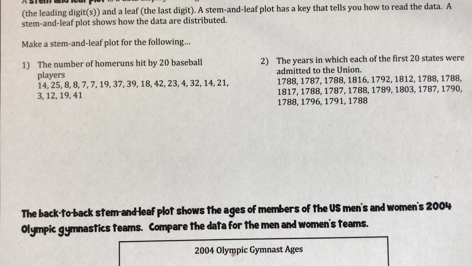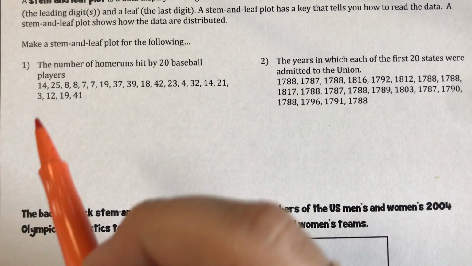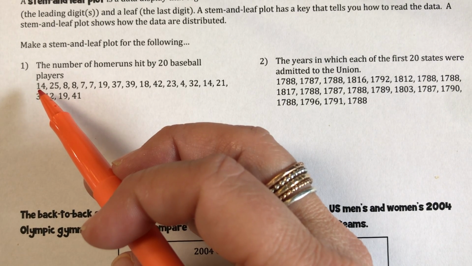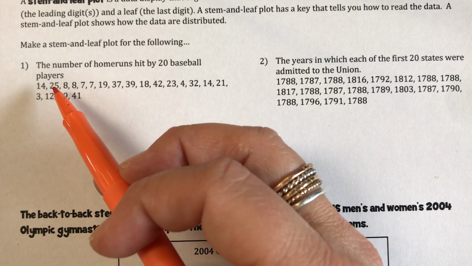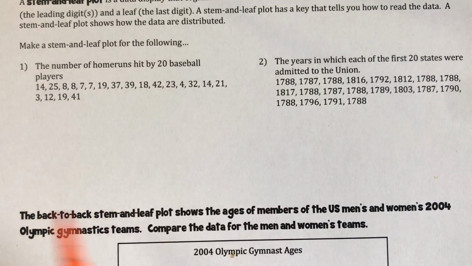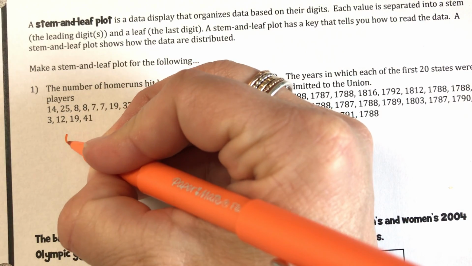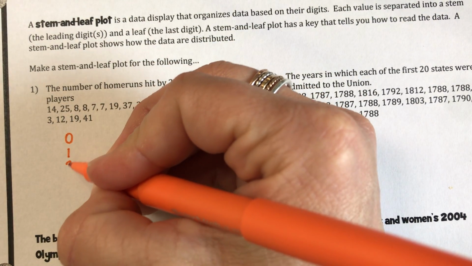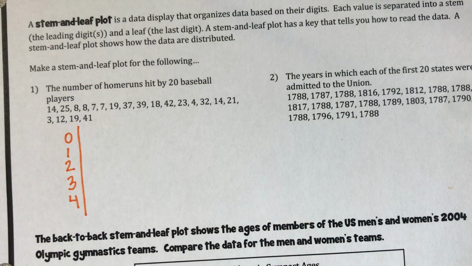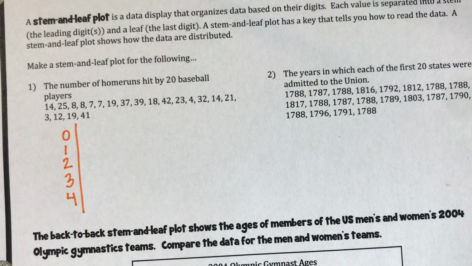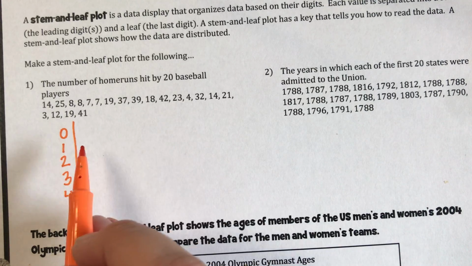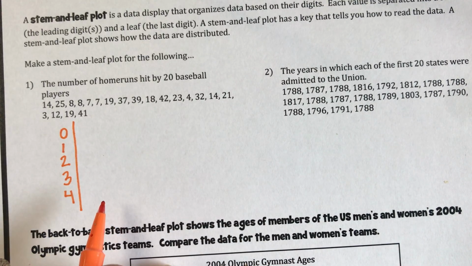If we look at this first number, 14, I know the leaf is going to be 4, so the stem would have to be 1. So we have a stem of 1. The leaf is 5, the stem is 2. The leaf is 5, the stem is 0. So we're going to have stems from 0 through 4: 0, 1, 2, 3, and 4. Now we can go through our data and write our leaves in order from least to greatest on each of these stems.